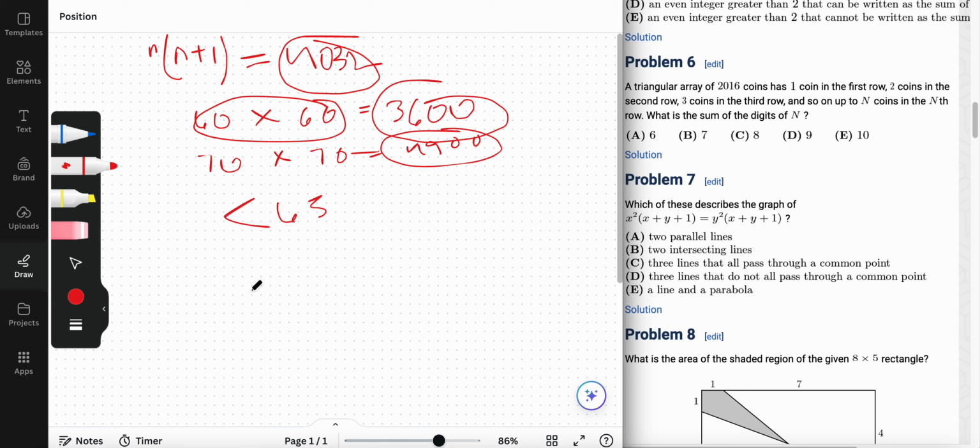I'm going to try 63, because it has to be two consecutive values. So if it's lower than 65, I would say 64 and 63. It could be 65 too, I'm not sure, but I think it's either 62 and 63 or 63 and 64. Let's try 63 and 64 first, just to see what happens. I'll use a different color for this.